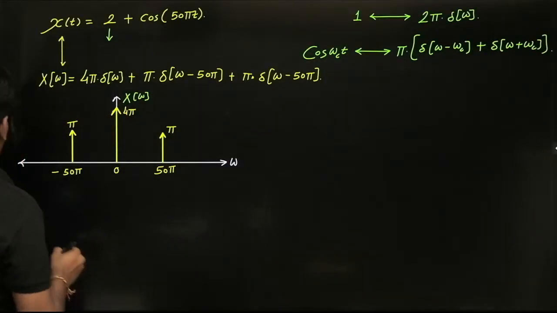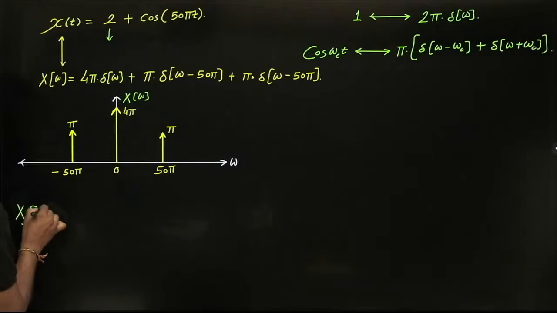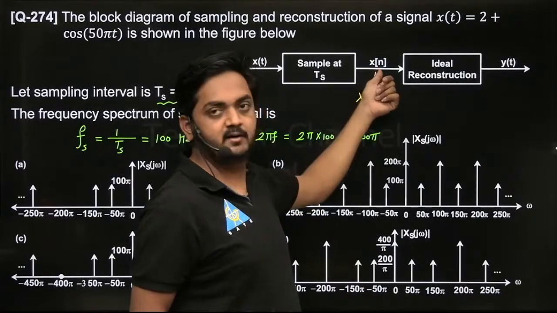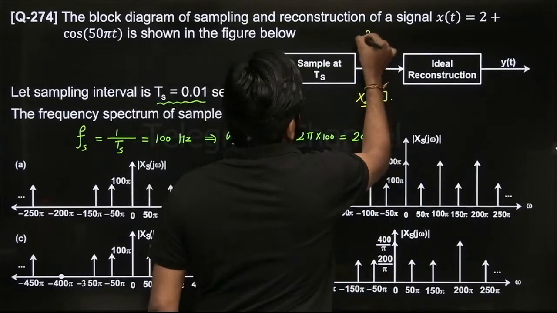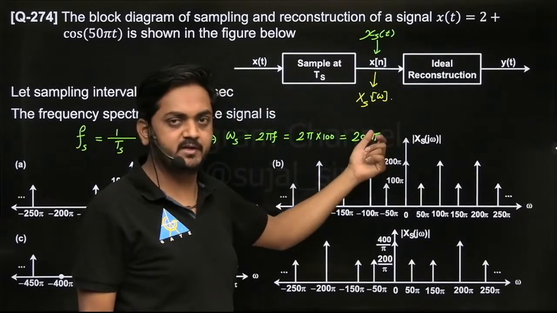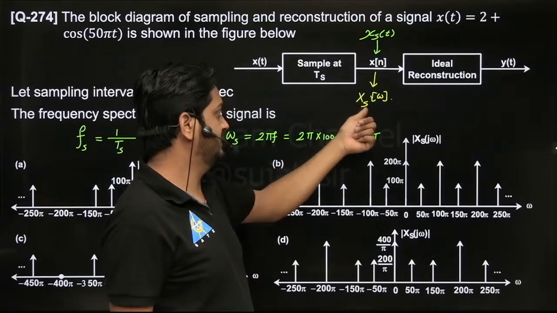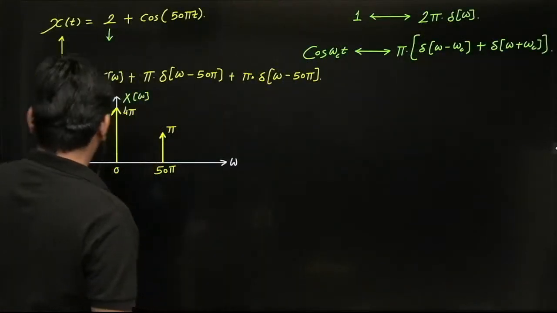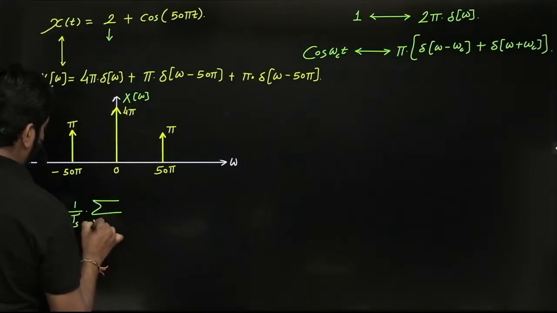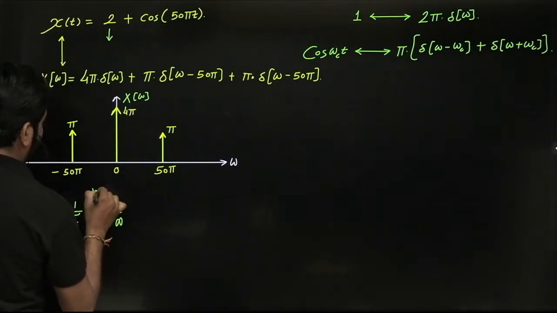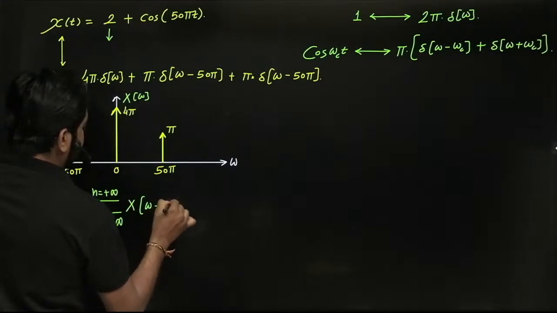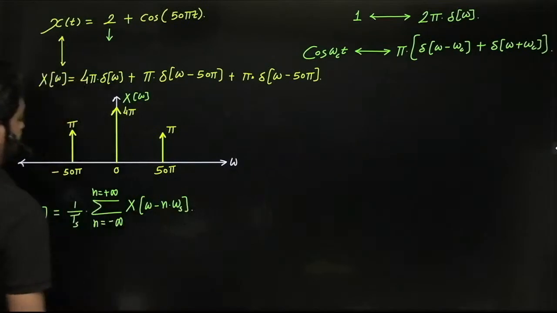So the output of this sampler, xs of t, is nothing but x of n. You can write this as xs of t also, where t becomes nTs. So you can write it as a discrete time signal; of course it will be discrete in time, whose Fourier transform is Xs of omega, which is given by 1 upon Ts, summation n from minus infinity to plus infinity, X of omega minus n omega s.